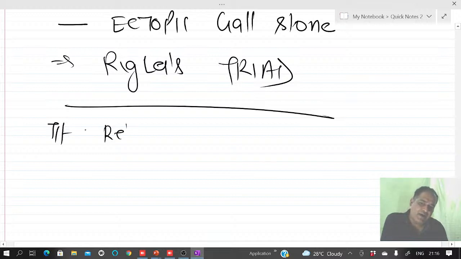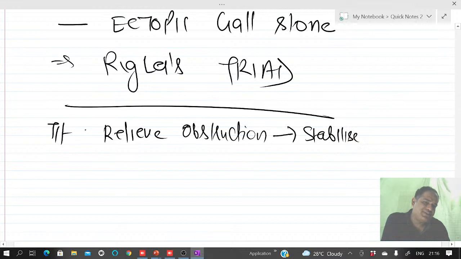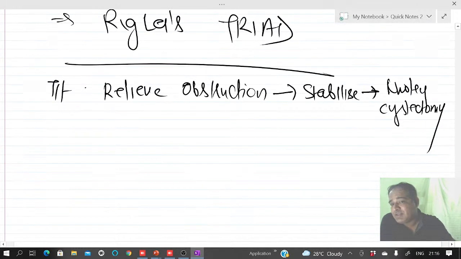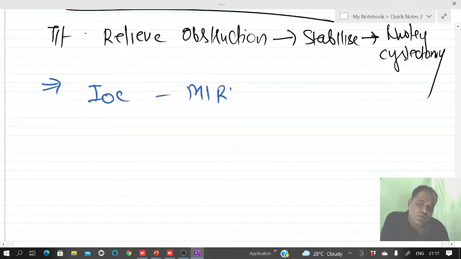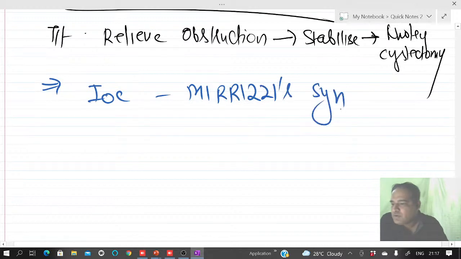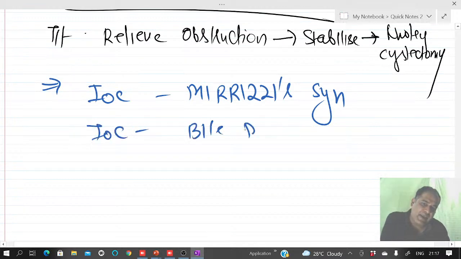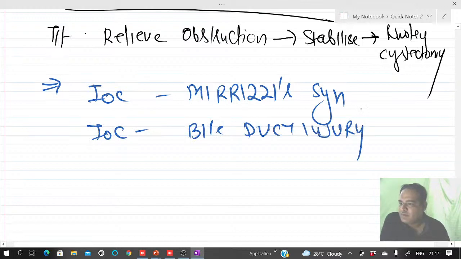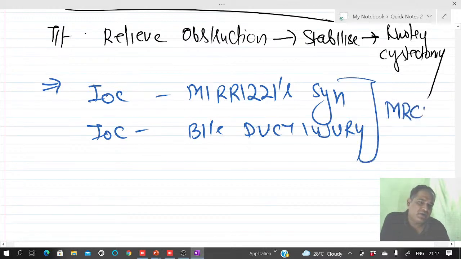What is the treatment? Treatment is to do the surgery, relieve the obstruction first. Then you stabilize the patient, and then you perform cholecystectomy. That means cholecystectomy should not be done immediately. Now, will any one of you please reply, what is the investigation of choice in Mirizzi syndrome? What is the investigation of choice for bile duct injury? Some lag there. So the answer for both is MRCP.